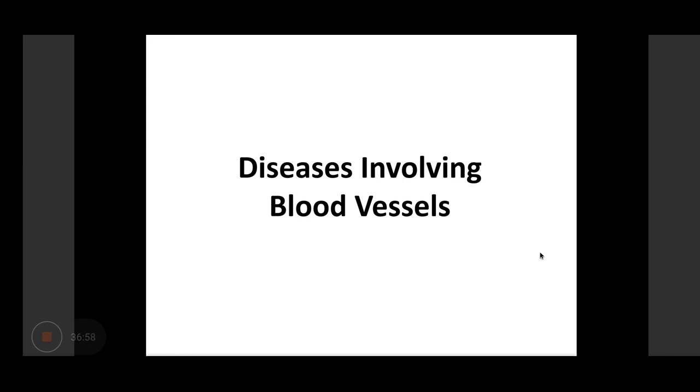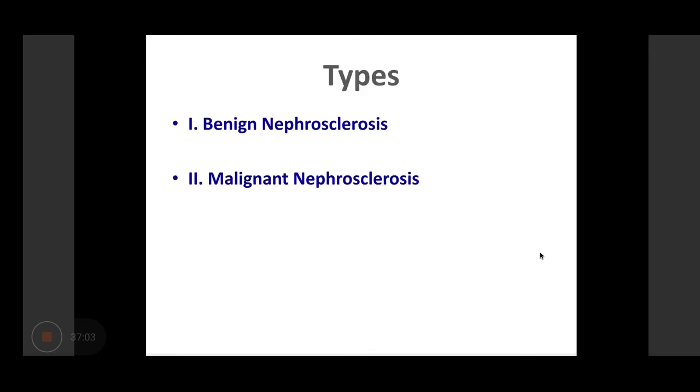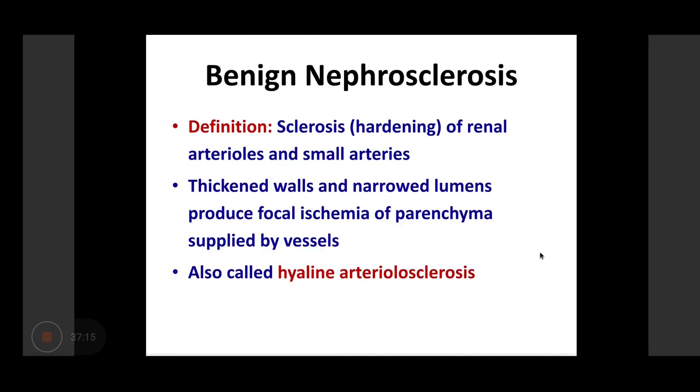And this leaves us with the final part of this lecture, that is diseases involving the blood vessels. The diseases involving the blood vessels are basically divided into two types: benign nephrosclerosis and malignant nephrosclerosis. The benign nephrosclerosis is defined as sclerosis or hardening of the renal arterioles and the small arteries. The blood vessels will show you thickened walls with narrow lumens, which will in turn produce focal ischemia of the parenchyma being supplied by these. This classical appearance is called hyaline arteriolosclerosis.